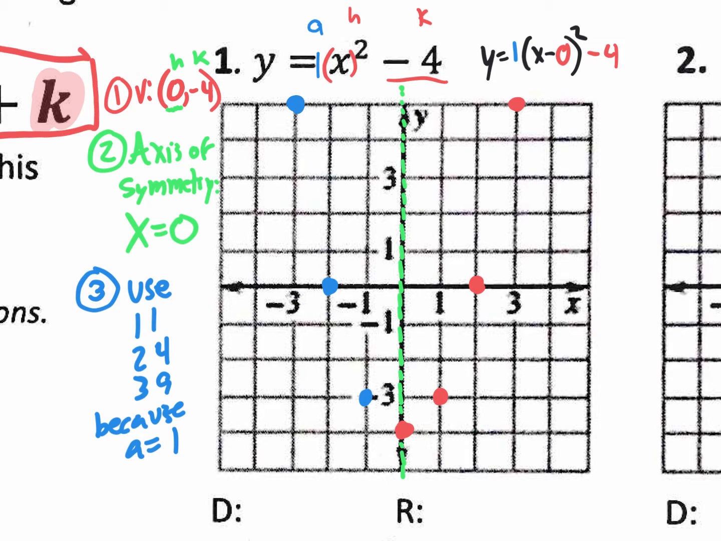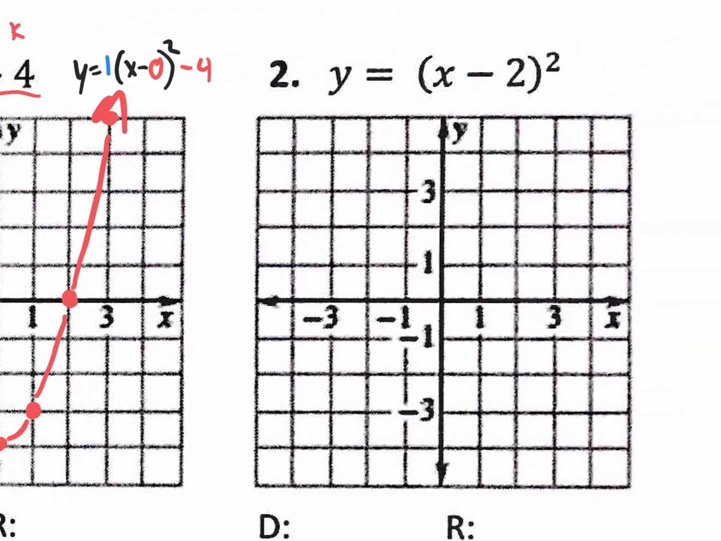And ladies and gentlemen, we have graphed this perfect parabola without doing any math. We didn't do any inputs or outputs. We didn't actually do any math whatsoever. We just learned how to look at this in vertex form, identifying H and K. And then we also know that the A value of 1 provides us the pattern 1, 1, 2, 4, 3, 9 because A equals 1. If it would have been a negative 1, it'd just be the pattern but going down instead of up.